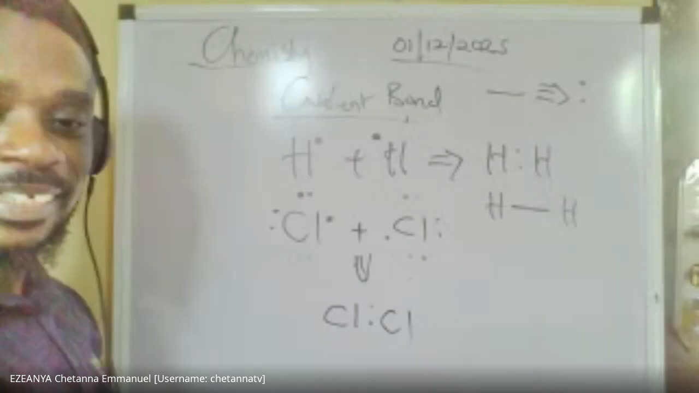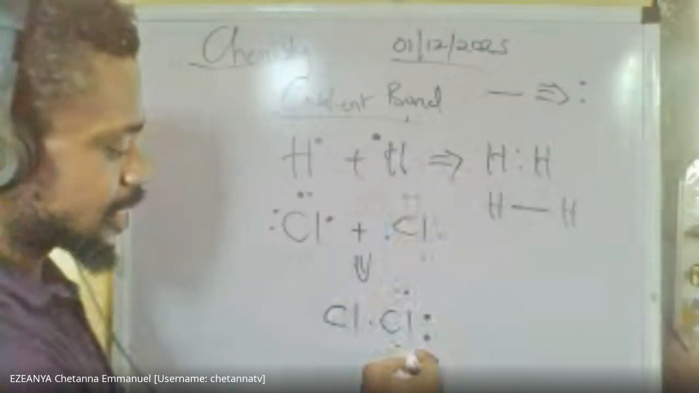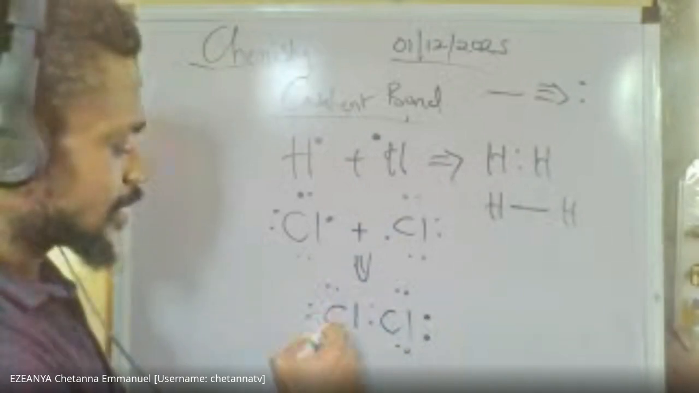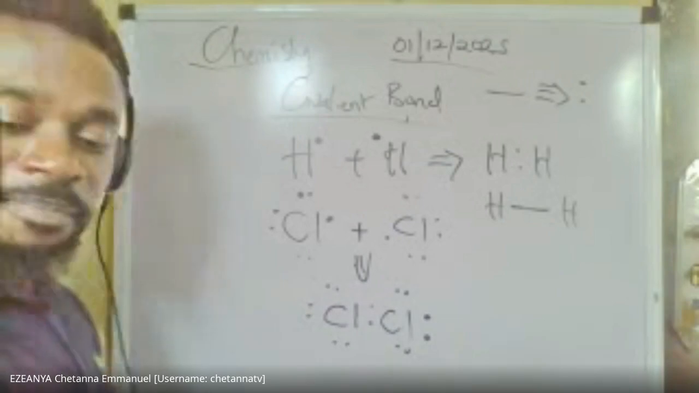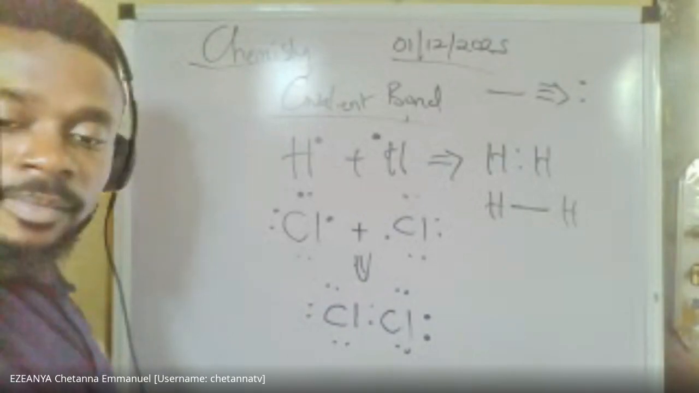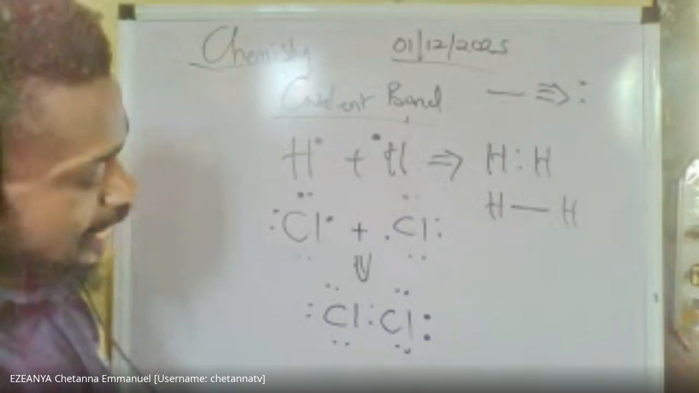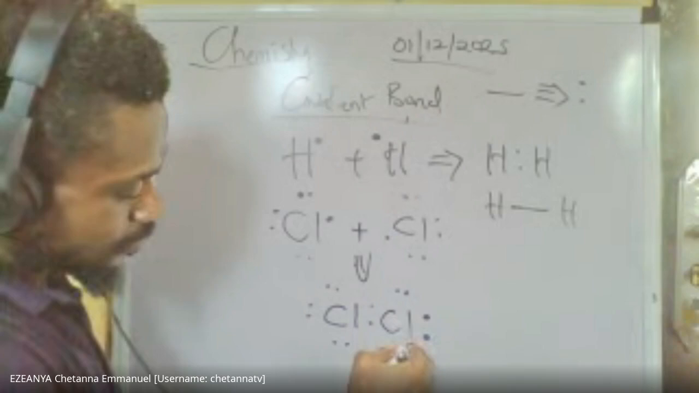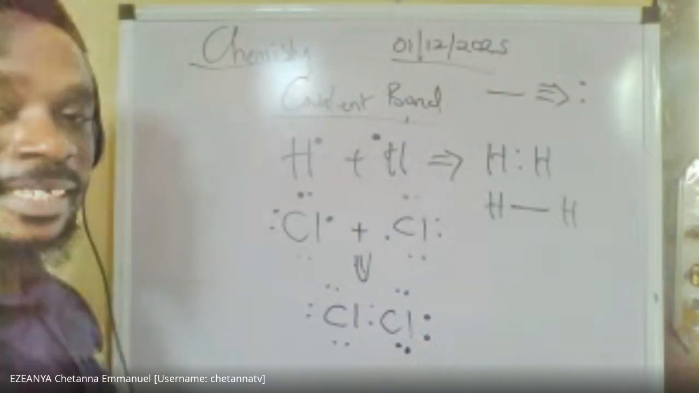Then we have these two, we align like this. Now we put the other ones. We have this and this. Here we have this and this. Now, if you check each of the chlorine atoms, each of them now has a complete octet configuration in the outermost shell.